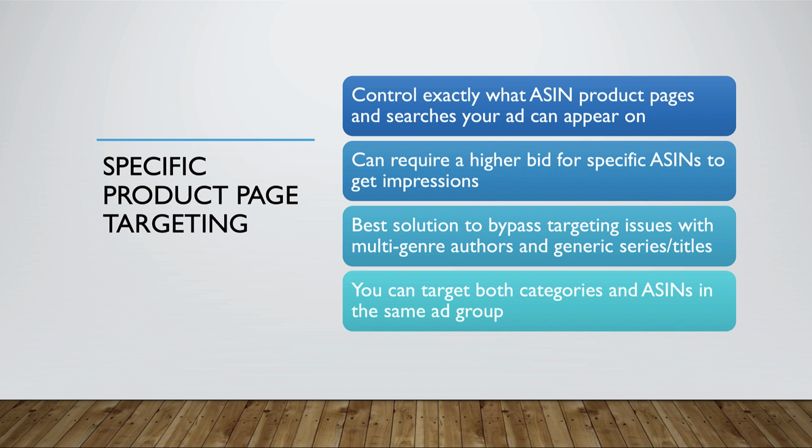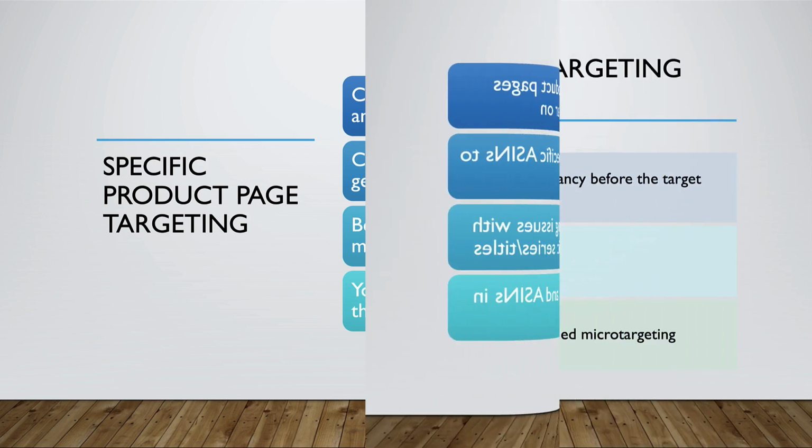You can target both categories and ASINs in the same ad because they're both under product targeting. I tend not to because I haven't found it very successful, and I like to spread out my targeting between multiple ads because that'll help with keeping CTR high. And category ads tend to have lower CTR than ASIN ads.